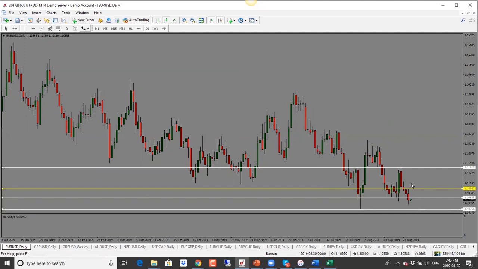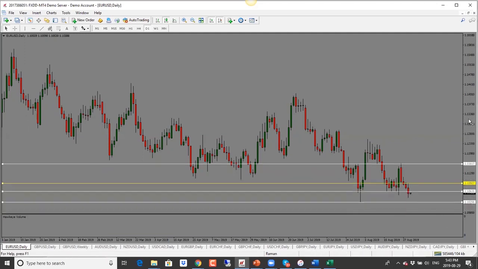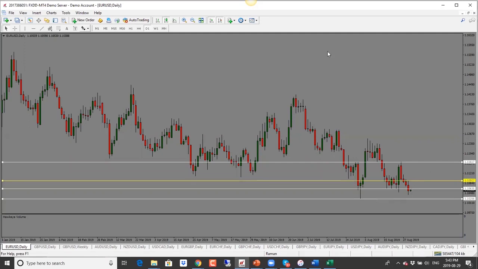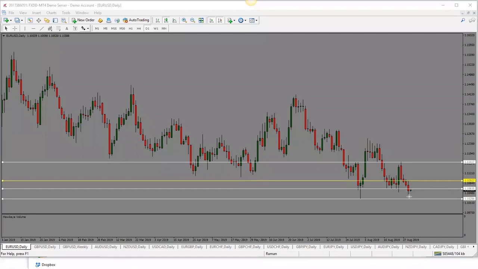Yesterday we were looking for the euro to drop, so we got a nice drop here. Based on the candle close today, we are still biased to the downside on the euro. I will look for a bit of a pullback, perhaps into the 1.1070 level, back into the bottom of these pins, and then looking for it to drop further. So bias here is bearish.